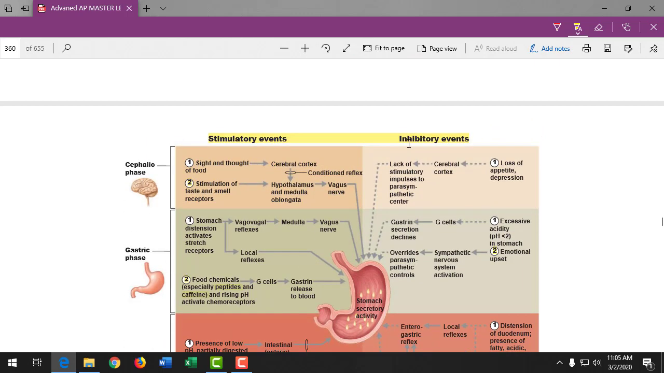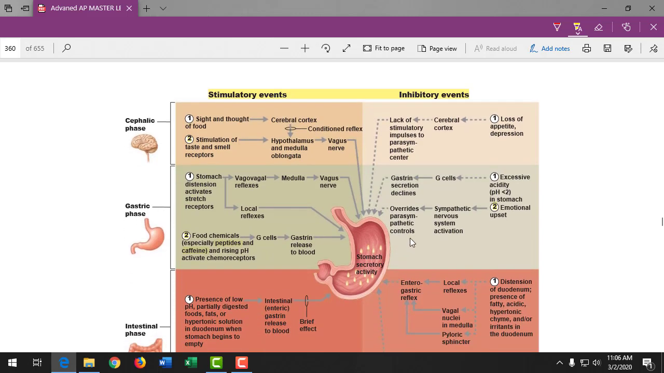Now, things that inhibit movement of the stomach are loss of appetite, depression, excessive acidity, and emotional upset. We talked about how that stimulates the sympathetic nervous system, overrides that process, and stops movement through the GI tract.